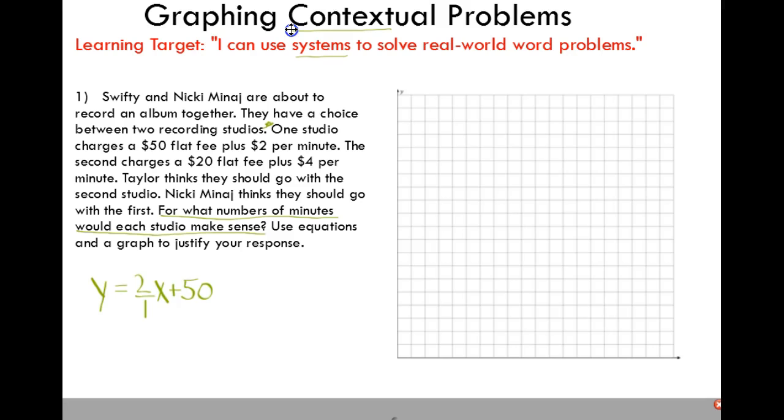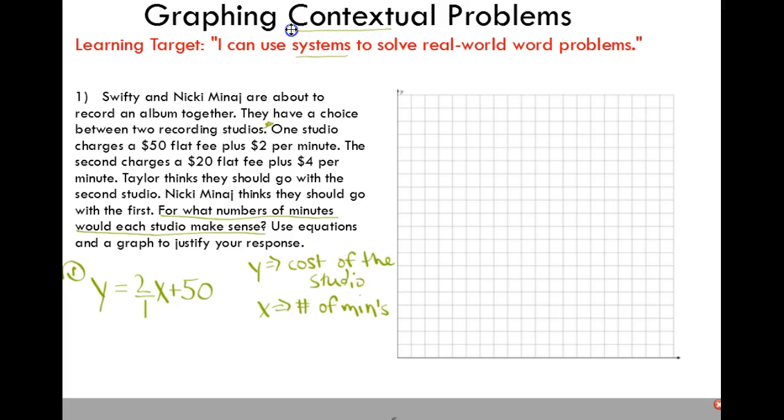Now, I've just used variables x and y. I didn't say what they meant, though, and it's probably good to say what they mean. So we'll say y is going to represent the total cost of the studio. And then x, since I attached it to the 2, and I said 2 per minute, that's going to be the number of minutes at the studio. So I got my first one. Here's studio number 1.